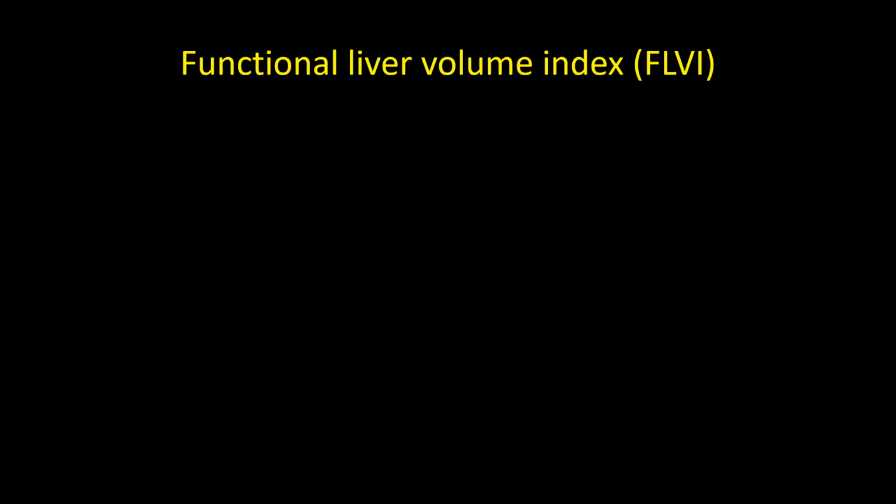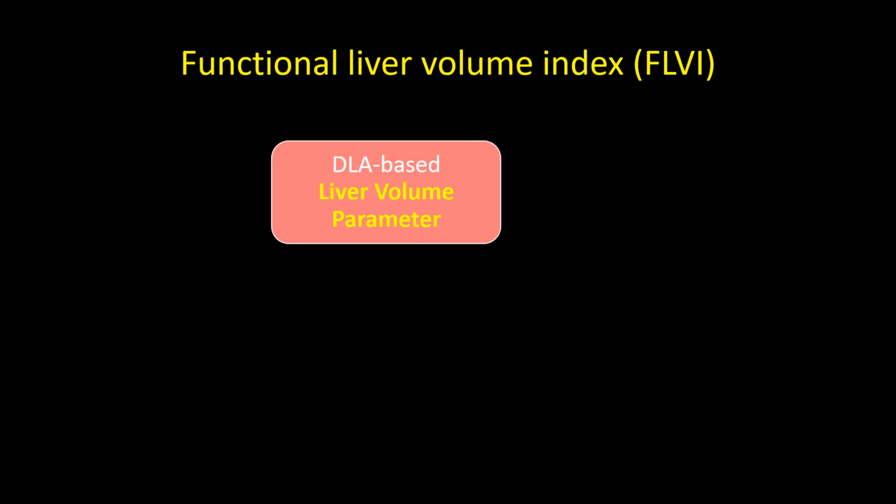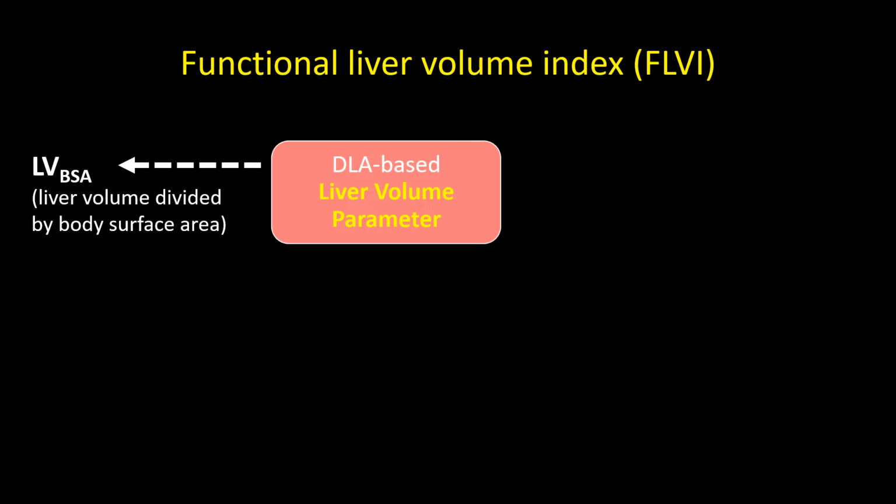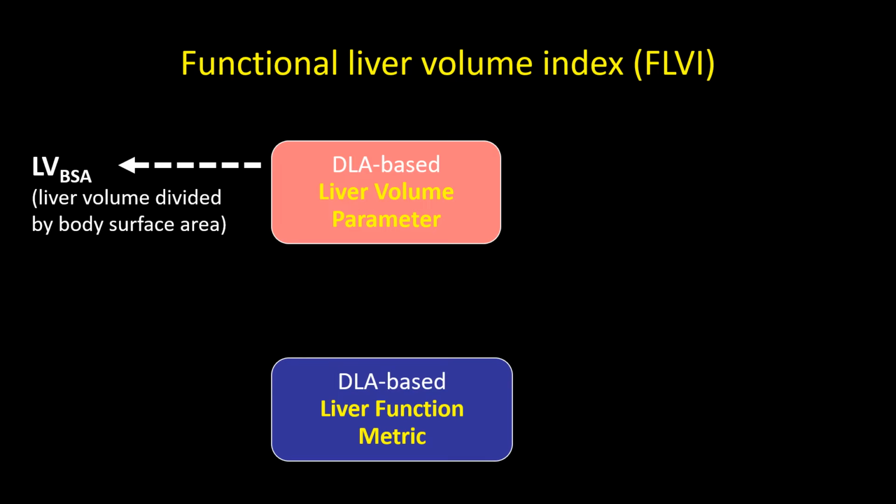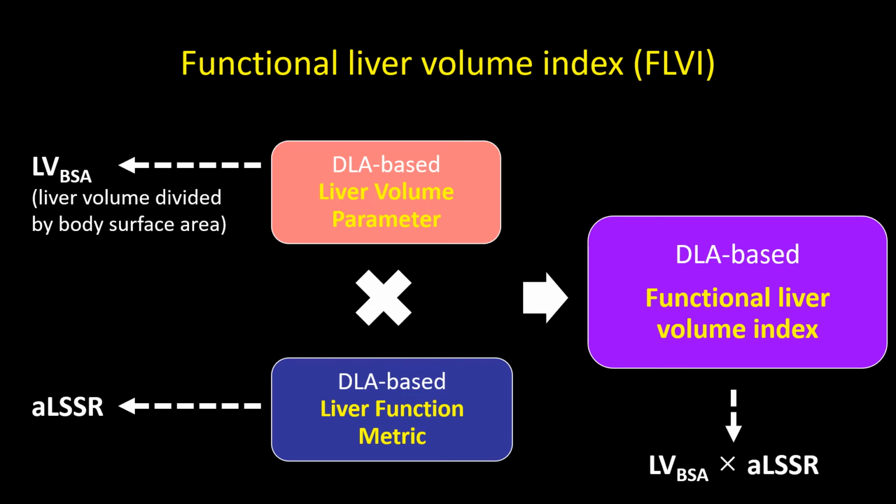With our deep learning algorithm, we could obtain a standardized liver volume parameter, which was the liver volume divided by body surface area. Also, using our deep learning algorithm, we could obtain the liver function metric, which was adjusted LSSR. By multiplying these two, we could finally obtain the functional liver volume index.